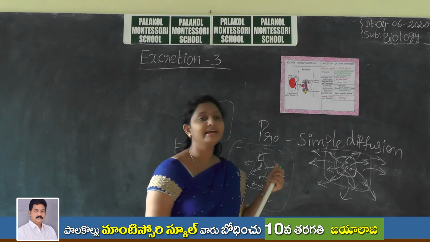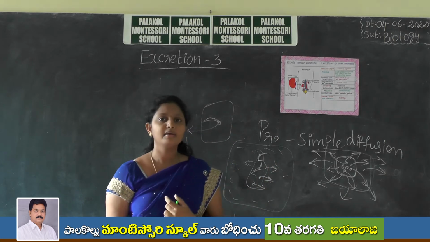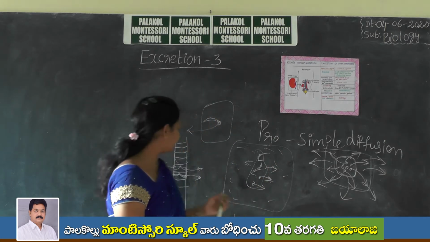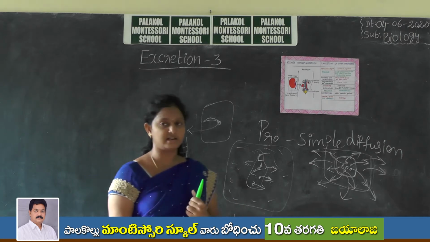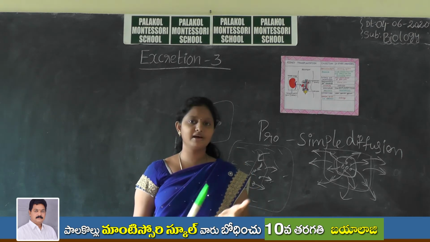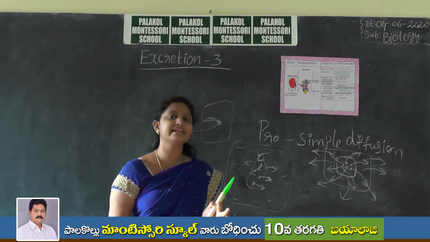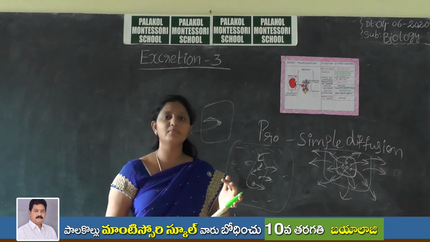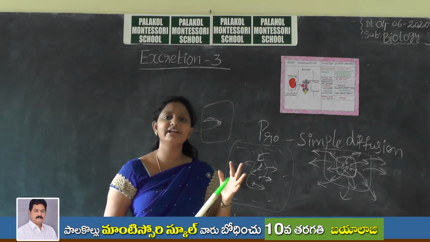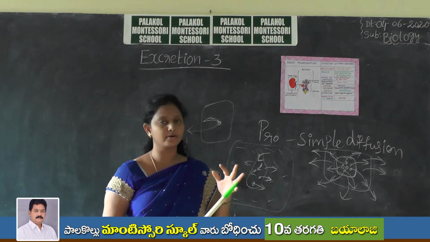Next, mollusca. Here, metanephridia. Metanephridia are also nephridia-like, tube-like structures. They are involved in the excretion process in the case of mollusca. Mollusca have metanephridia as the excretory organs.